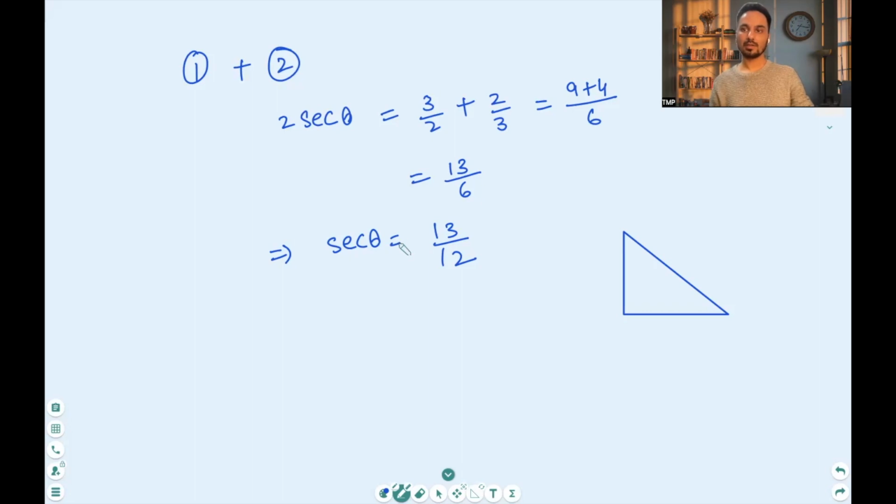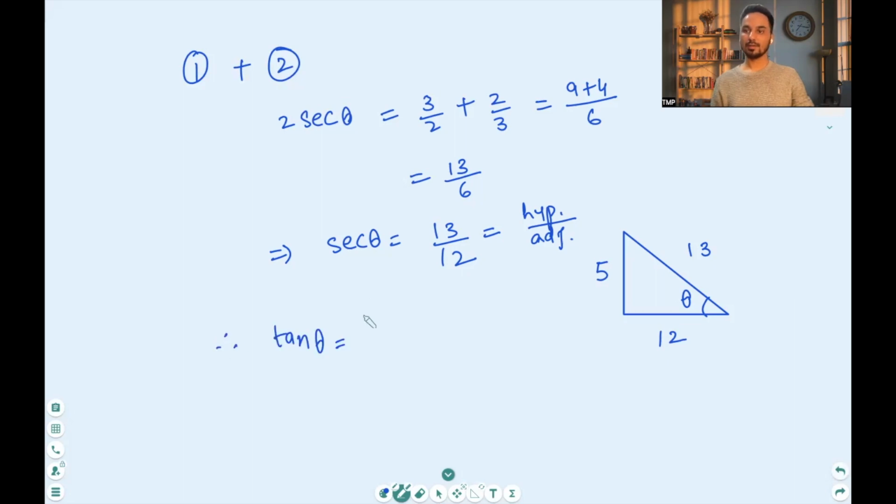To find sine theta and tan theta, we will use the triangle method. So if I draw this right angle triangle and mark this angle as theta, we know that sec theta is hypotenuse over adjacent. So we have hypotenuse as 13 and adjacent side as 12. By using Pythagoras, we can find the third side as 5.